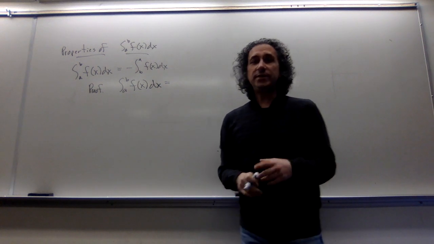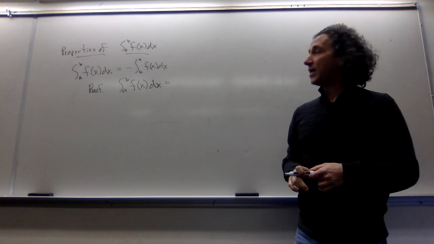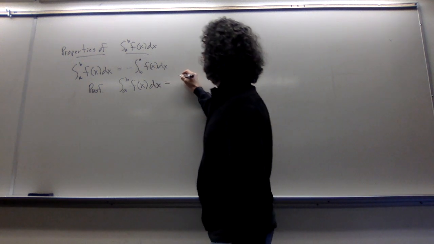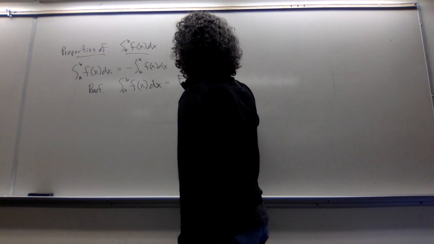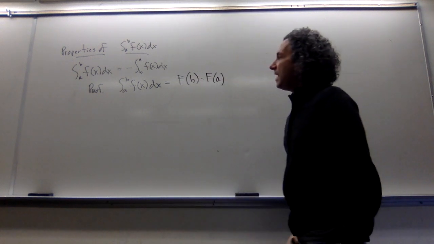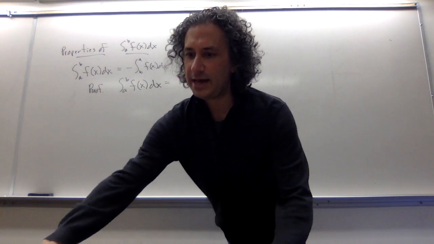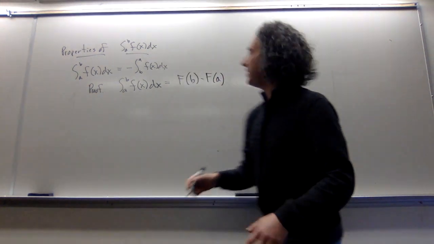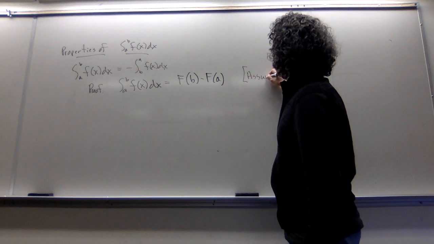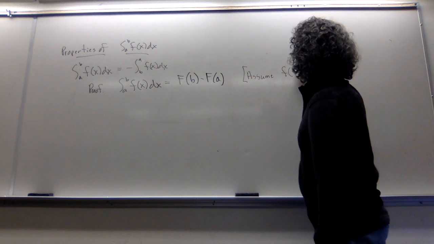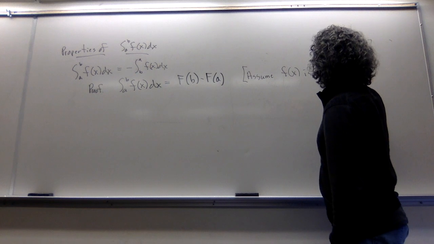So we know by FTOC Part 1, the Fundamental Theorem of Calculus Part 1, that this is the same thing as big F of b minus big F of a. And actually, I should be a little bit careful here. We're going to assume in all of these that f of x is continuous.